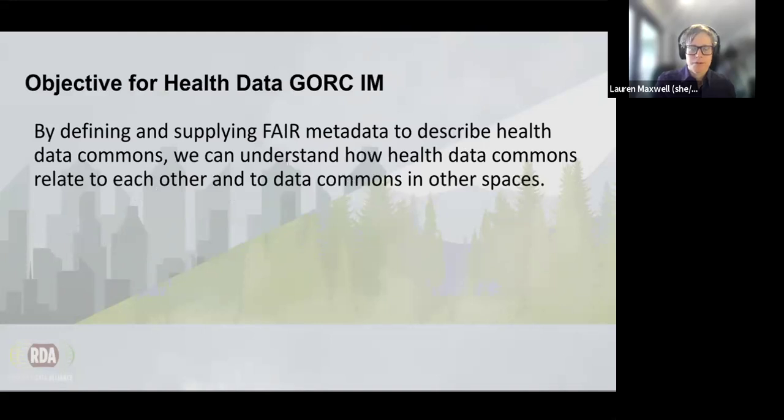Great, thanks, CJ. So we've thought about this as a working group, but we're going to consider other options for this as well. This group, which we're calling Health Data Global Open Research Commons Implementation Model, is related to the goal of defining and supplying FAIR metadata to describe health data commons. And we're specifically focusing on health data commons that are evolving at the country or the transnational level, because there's quite a community already of those health data commons that are generally in the process of being built, but some already online. And we'd like to understand how those health data commons relate to each other and to data commons in other spaces. So we think that through FAIR metadata, we can have a good idea of the different levels of interoperability that we'd like to see across health data commons, and then between health data commons and commons in other data domains. So we could go to the next slide.